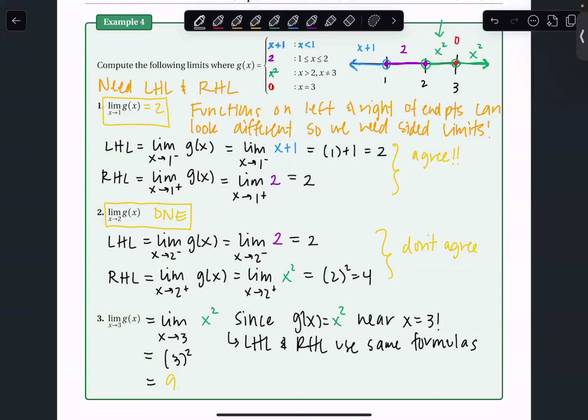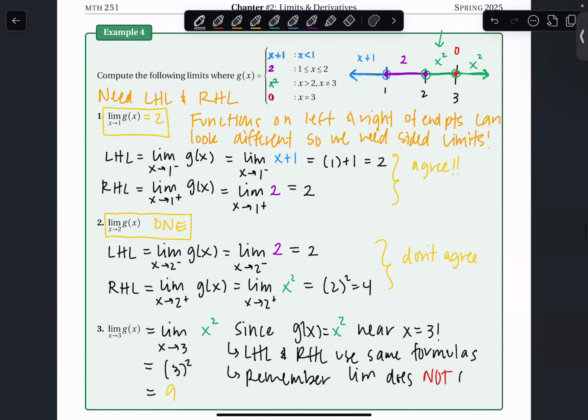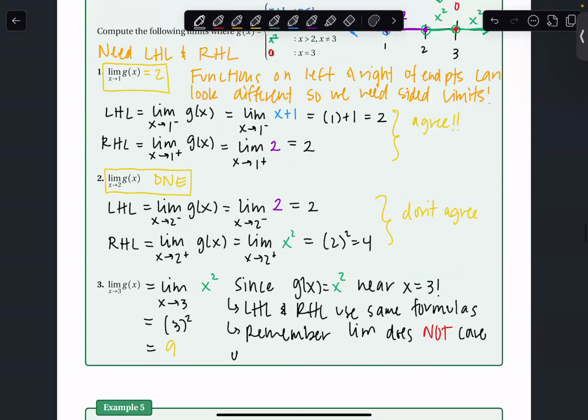And we want to remember the limit does not care what happens at the point. Right here, that was g of 3. We said that equals 0. It's completely unrelated to what the limit is looking for, what happens nearby.